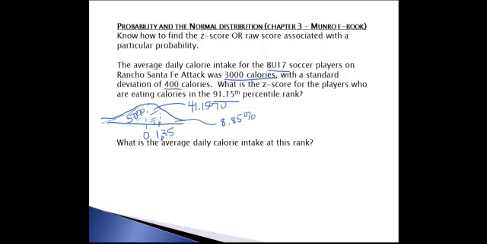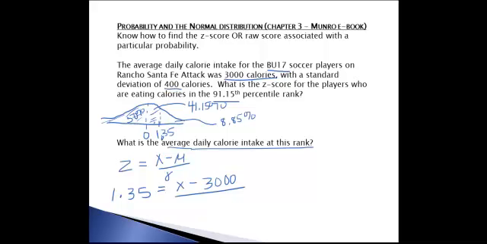So that's what we're going to look at next, and we can do that using our formula. Z equals X minus mu over sigma. And we know what Z is. We just found it, 1.35 equals, and then our X is what we're looking for. So X minus 3,000, and this is all being divided by the standard deviation, just 400.